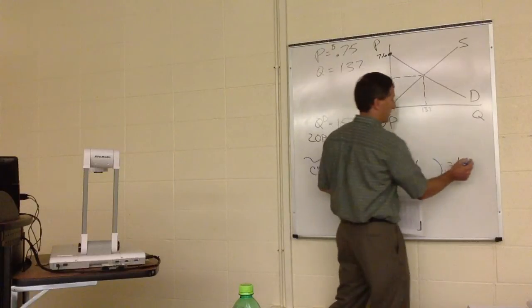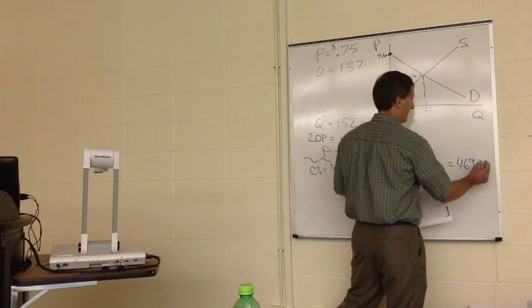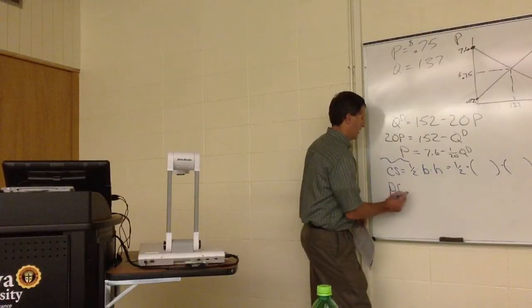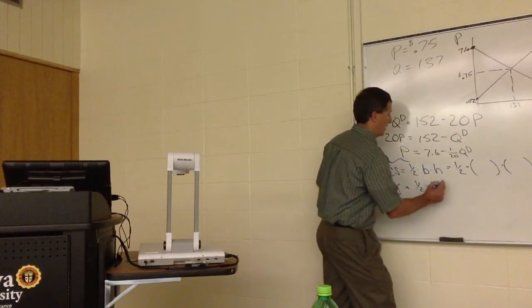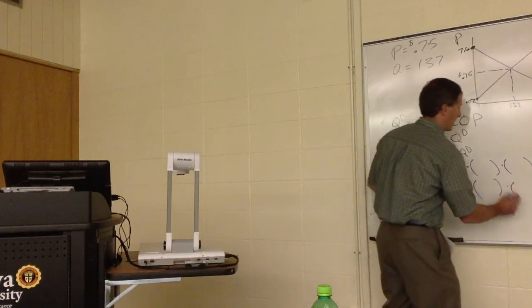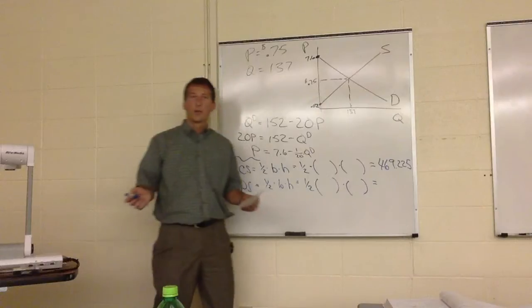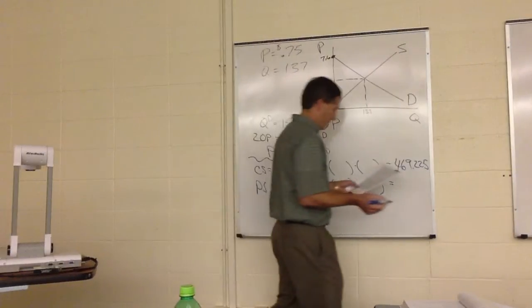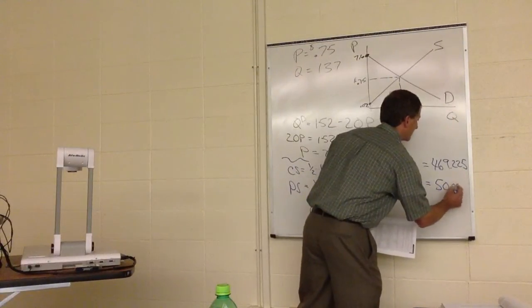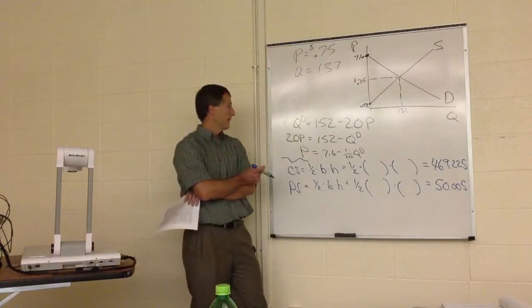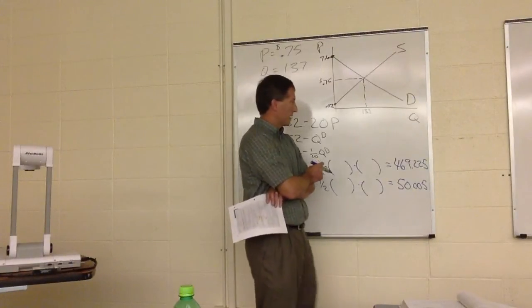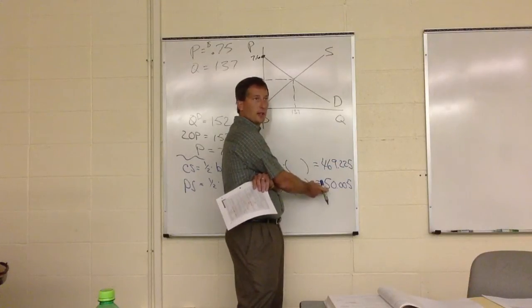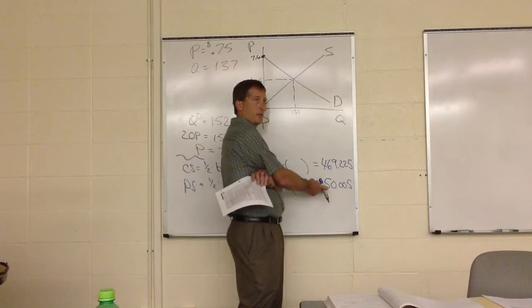469, 2.225. Okay. Anybody get producer surplus yet? $50.005. Now, a couple things here. Is this a number? Is this a percentage? What is this? It's a dollar value. So in both cases, it's a dollar value.